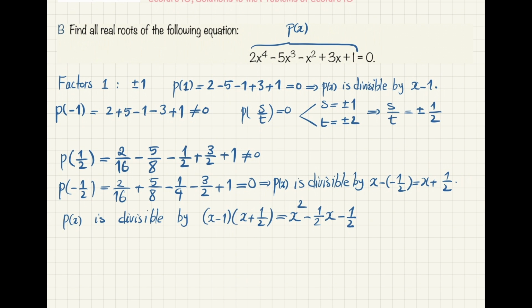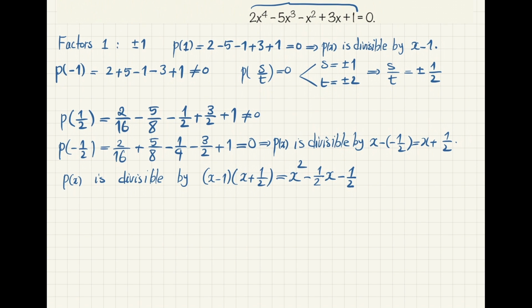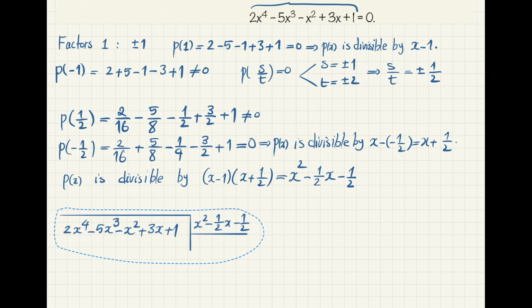So it means that my polynomial p of x is now divisible by this polynomial, so I can start the long division process. So let me start from here. I have 2x to the 4 minus 5x to the 3 minus x squared plus 3x plus 1, and then I divide this by this polynomial, x squared minus a half x minus a half. So let me open a little bit of space here. Good. Okay, now let us start the process of division.